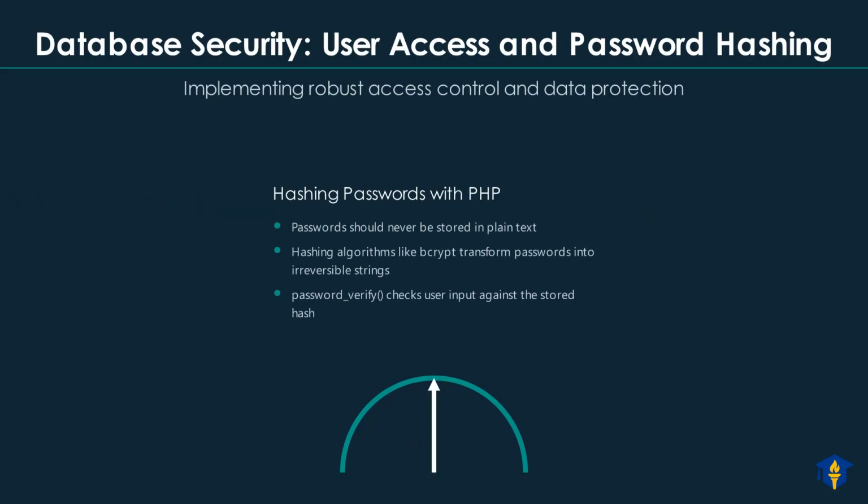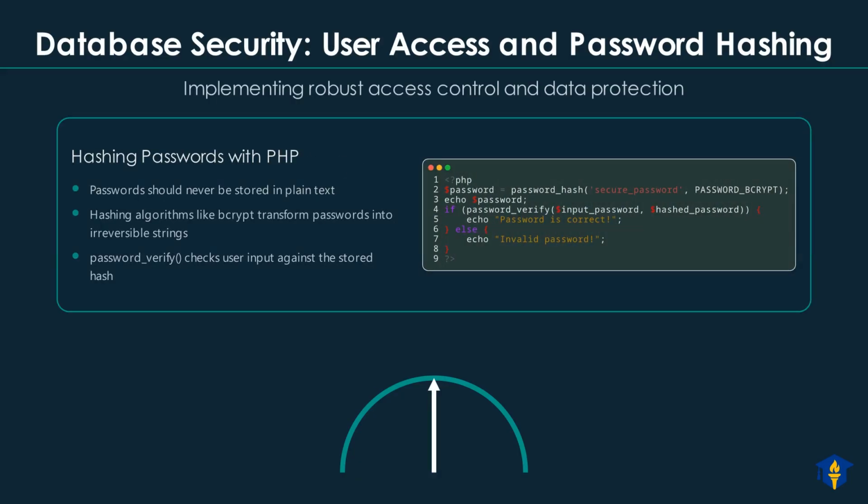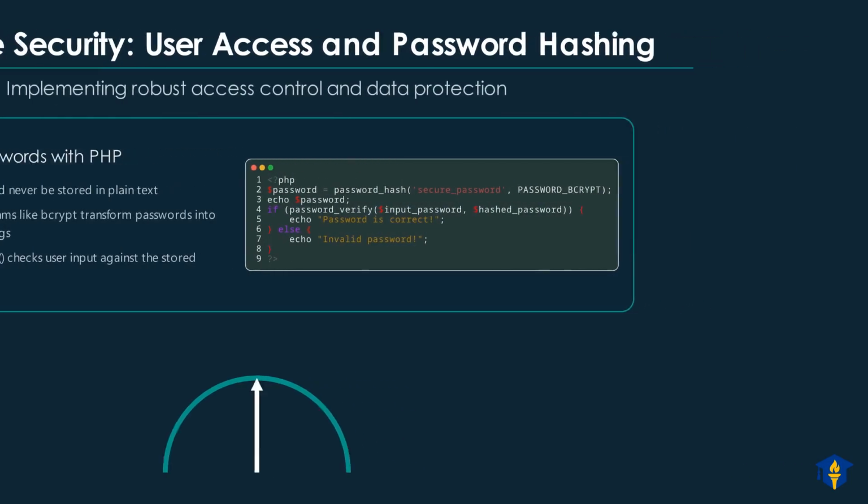Next, we will cover the essential practice of hashing passwords using PHP. Passwords should never be stored in plain text. Bcrypt transforms them into irreversible strings. This PHP code shows how to hash a password and then verify it securely.